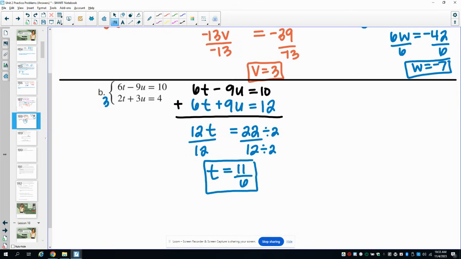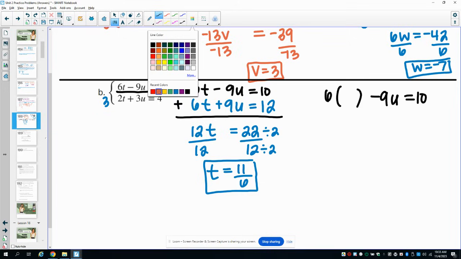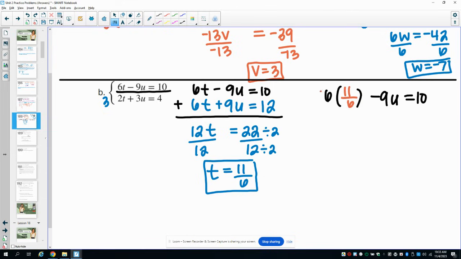And you can do the decimal too, but it's really long, so I would just leave it as a fraction, which is actually going to be nice when you plug it back in here. So let's plug it back in to solve for u. So we get 6 times t minus 9u equals 10. And when we plug the 11/6 in here, that's where it becomes nice because you're multiplying by 6 and dividing by 6, so those are just going to cancel.